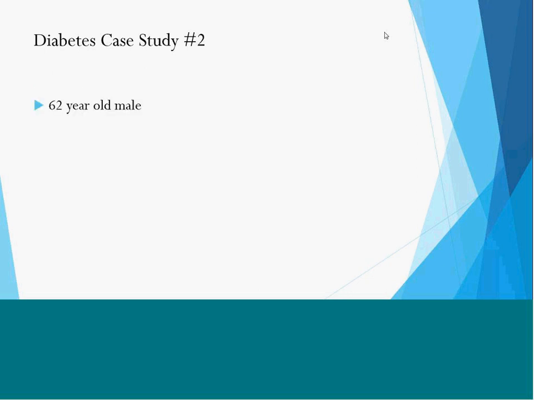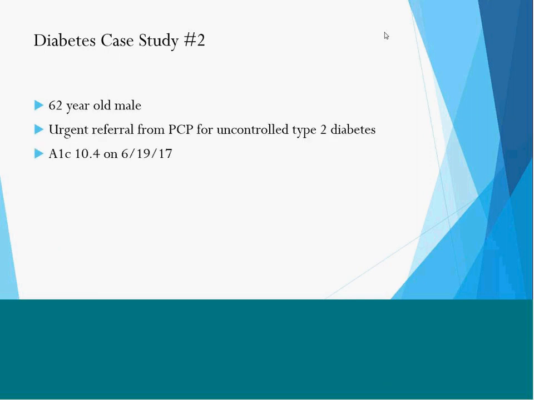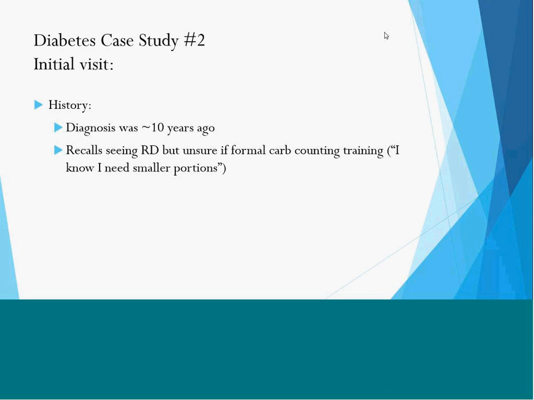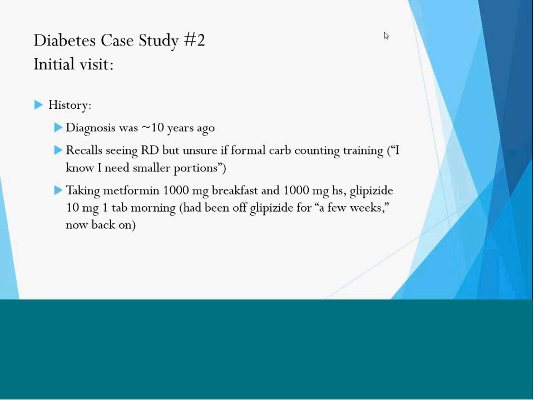I have a case. I met this gentleman a couple of months ago. 62-year-old male, had the referral come from family practice urgently, A1C 10.4 in June, and he had been getting progressively worse. I took history. He said he was diagnosed about 10 years ago with diabetes, remembers seeing a dietitian in the past, doing formal carb counting, talks a little bit about understanding that he needs smaller portions, and this is what he was currently on when I first met him.